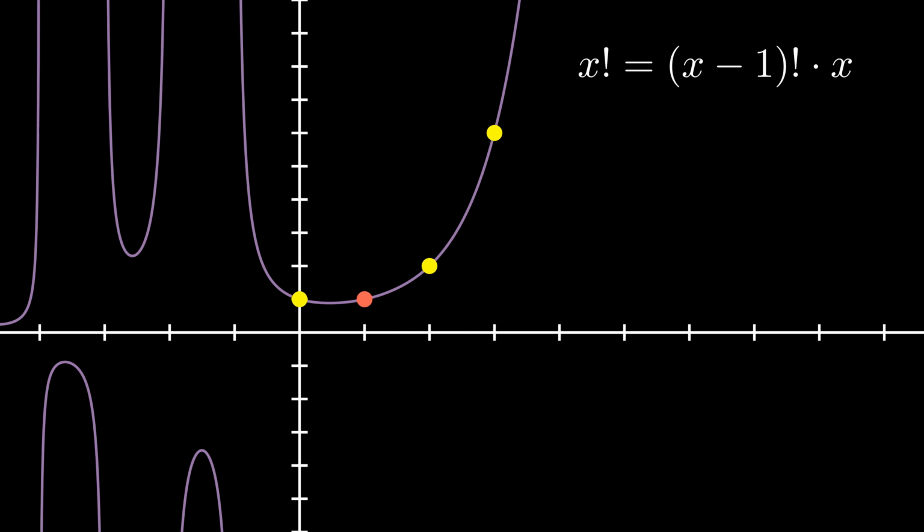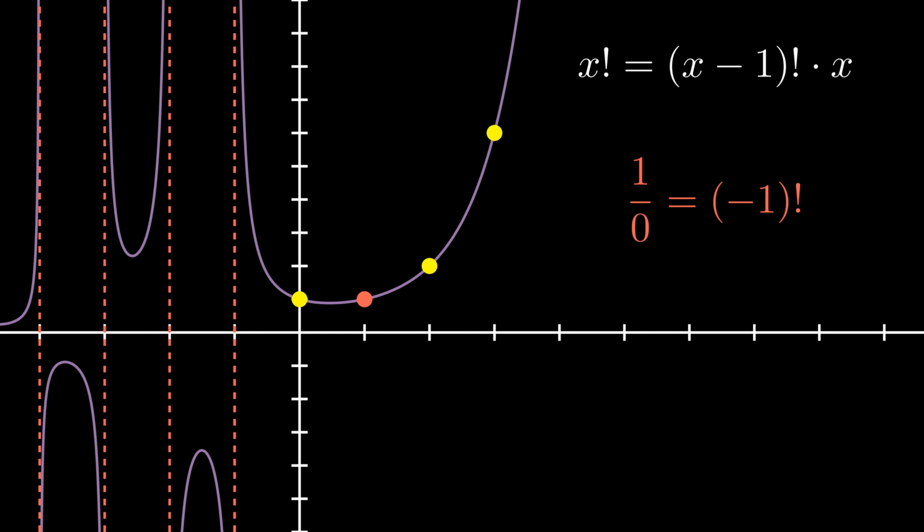Also, note that we've already introduced the craziness in the negative numbers. This is because when we try to find -1 factorial, we end up having to divide by 0, which introduces a vertical asymptote. And this division by 0 never disappears as we keep going to the left, so we see a repeated asymptote for every negative integer.